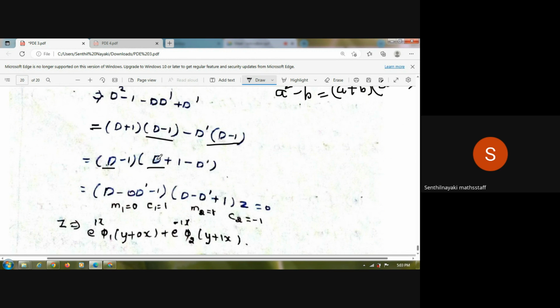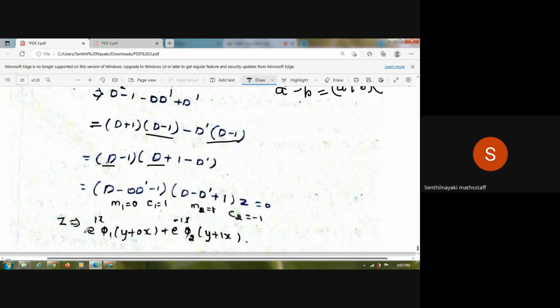Similarly, here the D' coefficient is 1, that means m2 is 1, and c2 is −1, because the correct order of this equation is D − D' + 1. Therefore, m2 is 1, but c2 is −1. So z = e^(c1 x) φ1(y + 0x). Similarly, here e^(−1·x) φ2(y + 1·x).